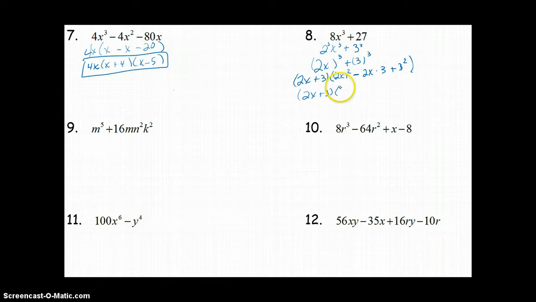Doing some simplifying, we square 2, so we get 4. The x is also squared. We subtract 6x, and then we're going to add 9. And that is our final answer.